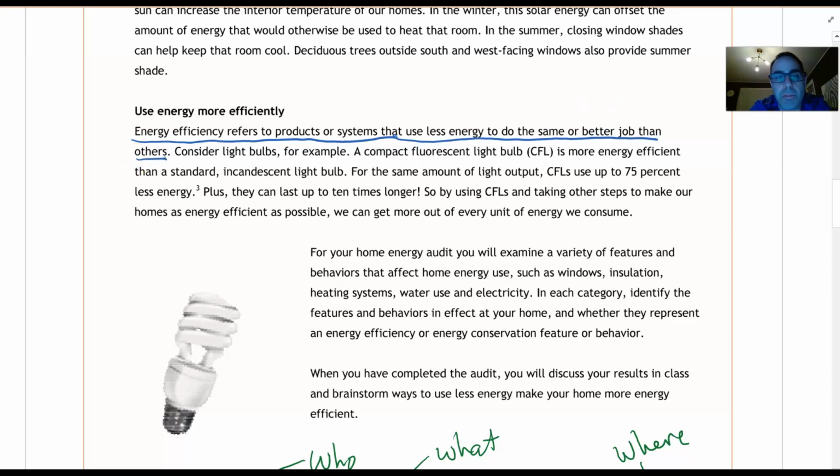Consider light bulbs. For example, compact fluorescent light bulb, CFL, is more efficient than standard incandescent light bulb. For the same amount of light, CFLs use up to 75% less energy. In fact, LEDs use even less. So an example of energy efficiency is your light bulbs.